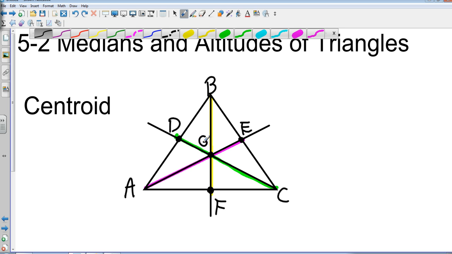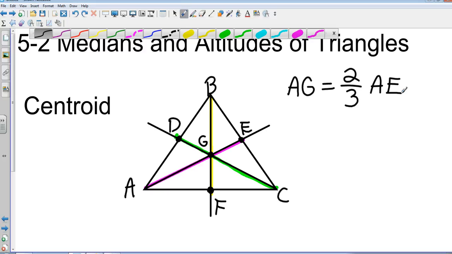Okay, now the centroid does have its own theorem. That theorem is, if I look at AE as a segment, AG, which is the distance from the vertex to the centroid, is 2/3 of the entire segment. So from the vertex to the centroid is 2/3 of the entire segment.